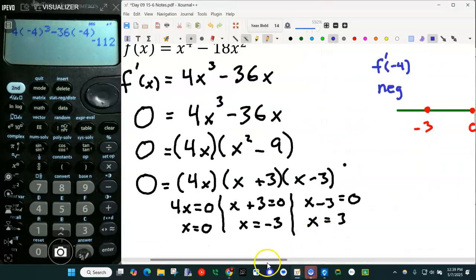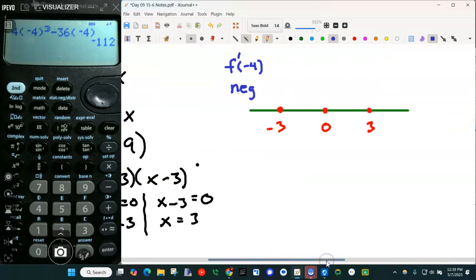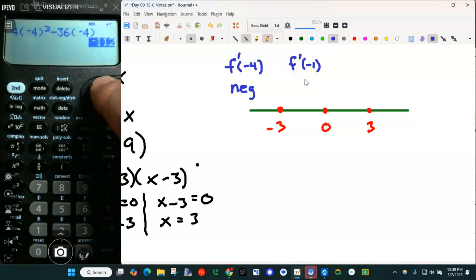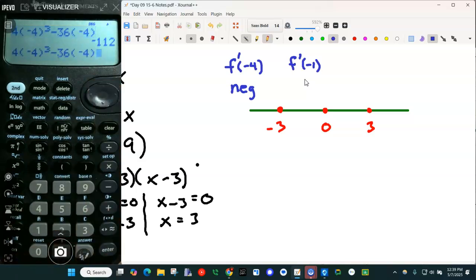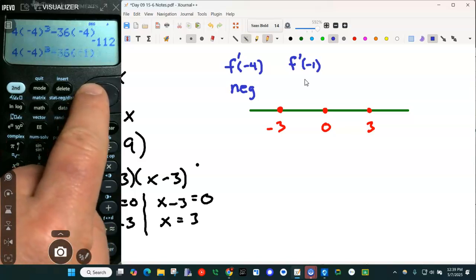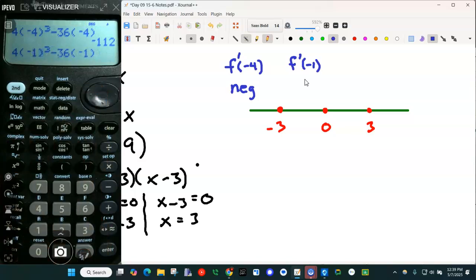And we go over here and just repeat the process. So what number do you want to check in between negative 3 and 0? Negative 1. All right, so a good little tool on your calculator here is that you can go back up if you have one of these types. Scroll back up and hit enter, and then you can go back and just change it to negative 1. Save some time. That gives us positive 32.